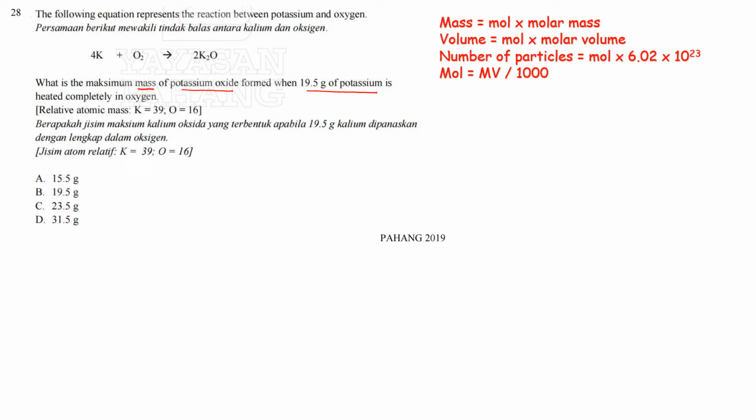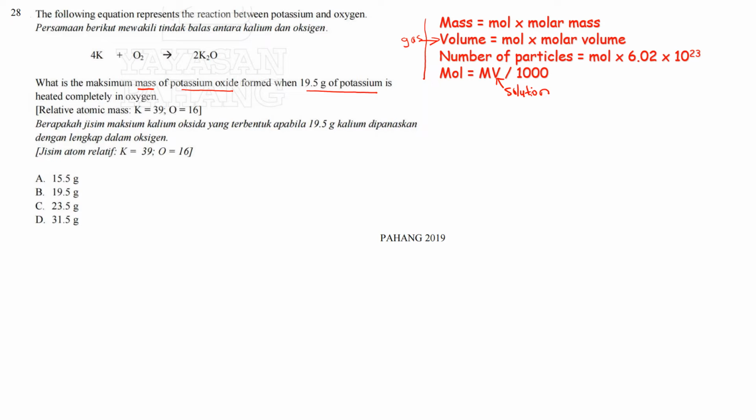So we need these formulas to help us do the questions. You must memorize them. First, mass is equal to mole times molar mass. Second, volume is equal to mole times molar volume. Third, number of particles is equal to mole times Avogadro constant. The fourth one, mole is equal to MV over 1000. M is molarity, V is volume. The volume here is different from the volume in the second one. In the second one, the volume is for gas. In this one, the volume is for solution. These two formulas are different.